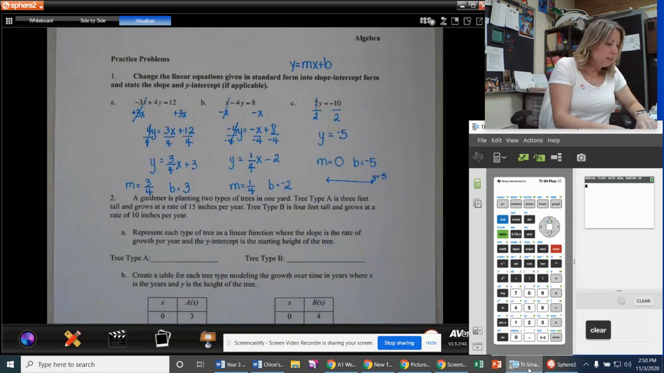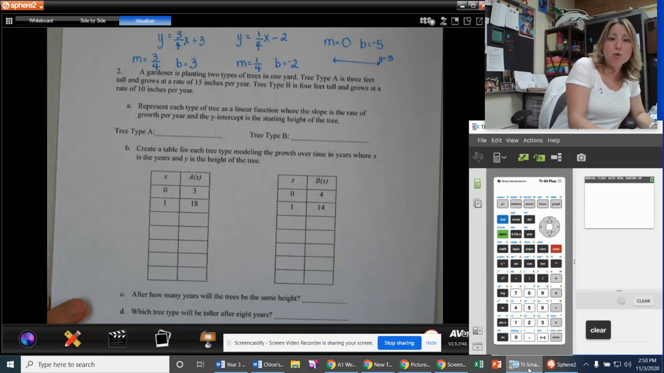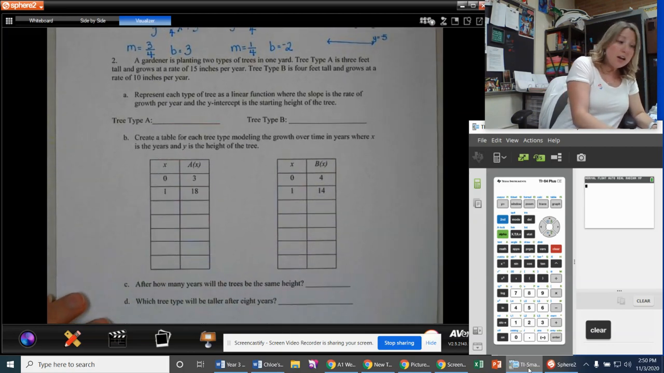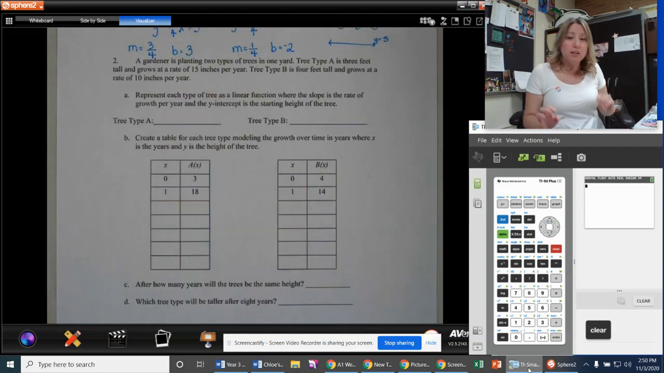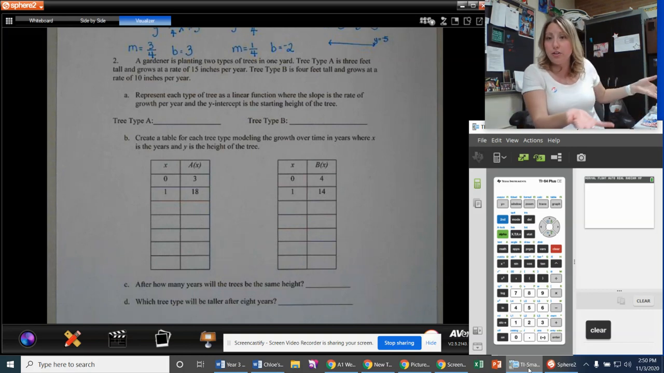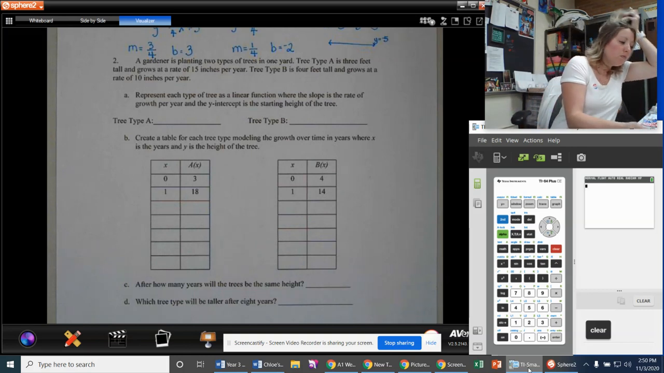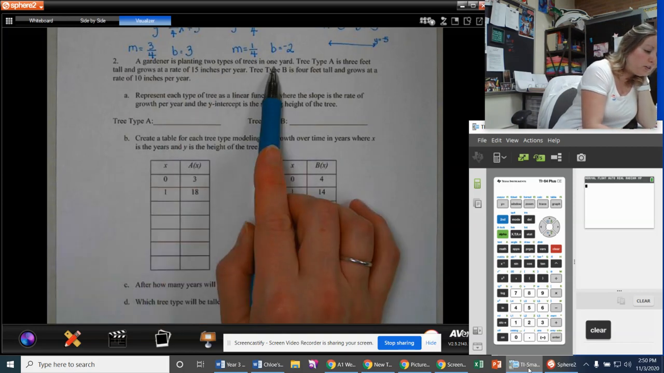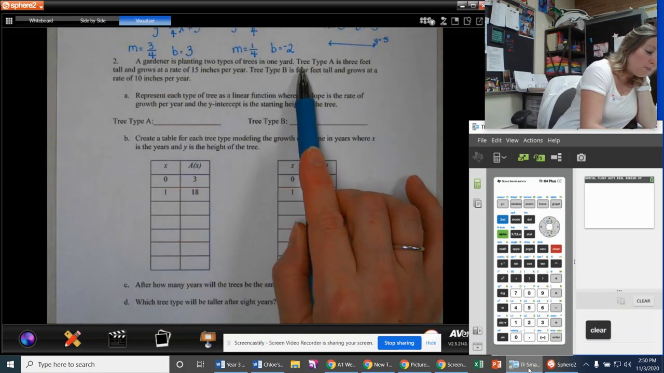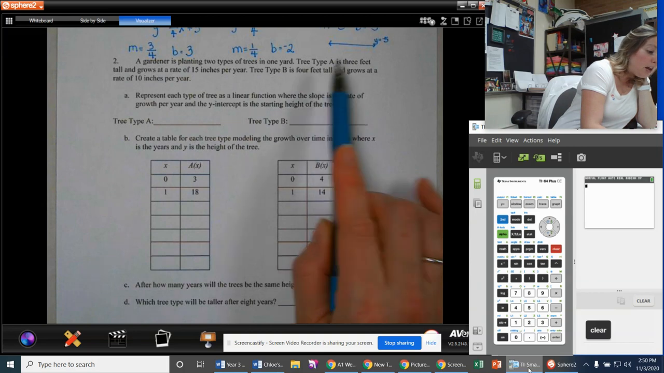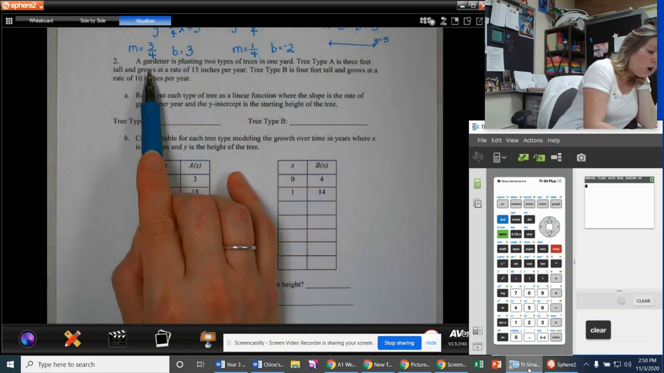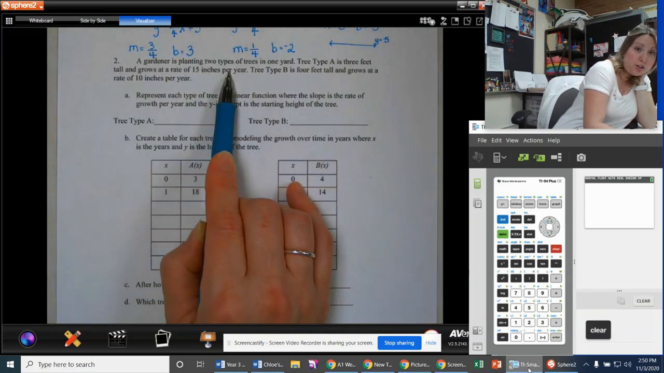Last but certainly not least, and these are the types of questions on your homework for this. So these are the practice. And then this is actually a former Regents exam question that I just retyped. So I do happen to know that it's already a Regents question, okay? A gardener is planting 2 types of trees in 1 yard. Tree type A is 3 feet tall and grows at a rate of 15 inches per year.